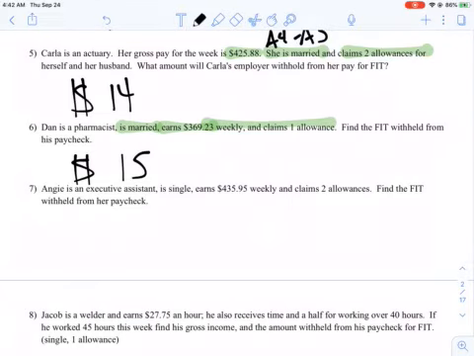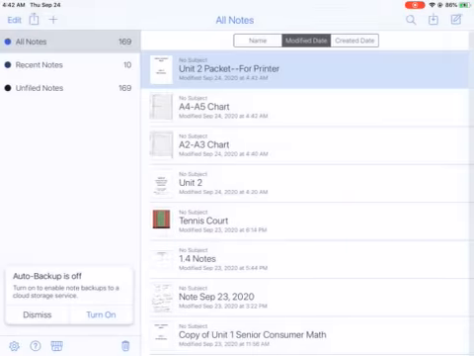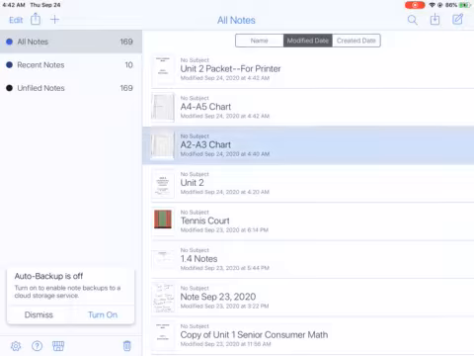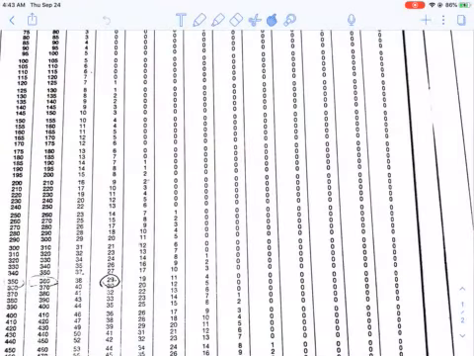Angie is an executive assistant, single, $435, 2 allowances. So maybe she has 2 kids. We don't know, but she's claiming 2 allowances. Okay. So single, $435, 2 allowances. So A2 is our singles chart.